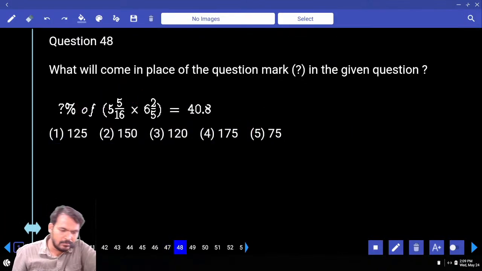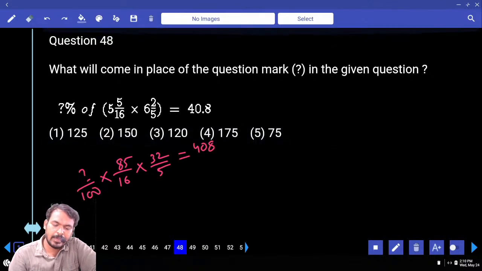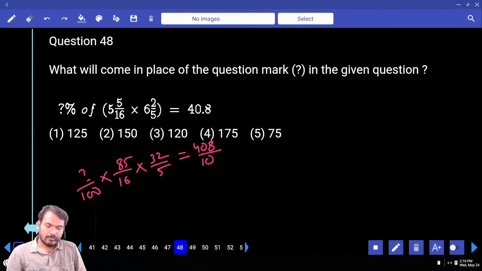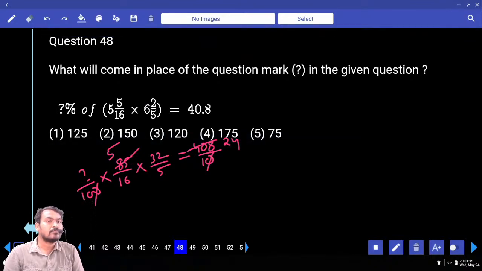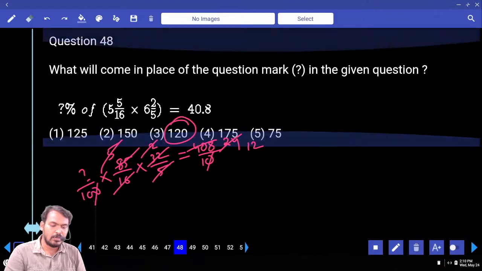Next 48. 5 by 16. 85 by 16 into 32 by 5 into something by 100. That is equal to 408 by 10. Okay. First left hand side 1 0, right hand side 1 0, denominator cancel. 85, 17 how many times? 5 times. 17 how many times? 2 times. Again 4 times or not? Okay. 5 get cancelled. 16 how many times? 2 times. 2, 12 times or not? 12 into 10, 120 or not?